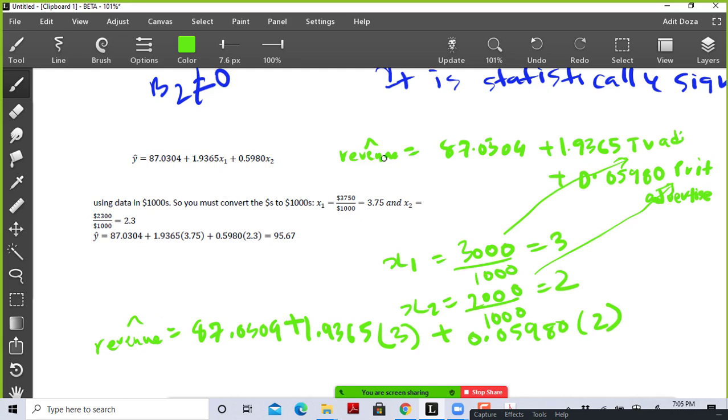So be careful if the question mentions that the TV advertisement here is given in thousands or the print advertisements are given in thousands. See, that's what they did. They converted into thousands and then plugged in.